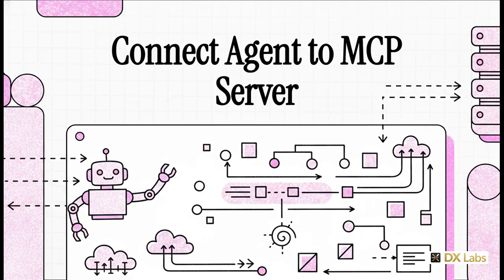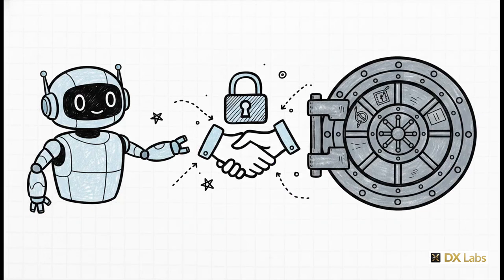Connect an agent to an existing MCP server. Think of an AI agent kind of like a front desk worker at a bank. And the MCP server? Well, that's the secure back office vault holding all the actual customer data. Before your front desk worker can safely waltz into that vault to grab answers for a customer, you've got to establish a registered, secure handshake between them.